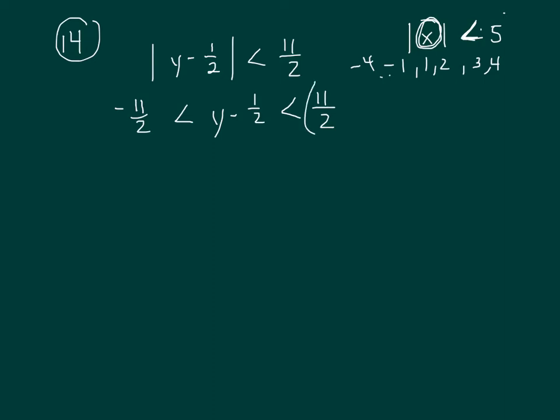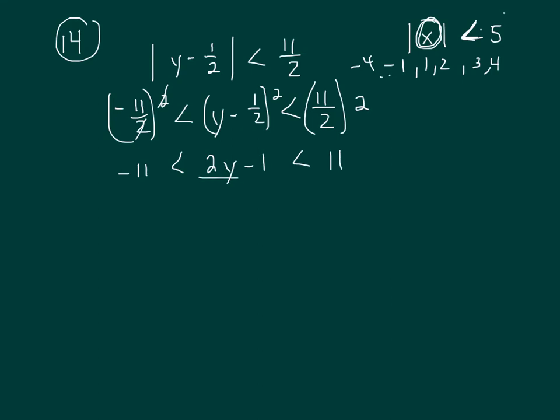Now let's clear our fractions by multiplying everything by 2, both ends and the middle. That would leave me a negative 11, because these 2's cancel, less than 2y minus 1, less than 11. Now, what we want to do is get y in the middle. That's how you solve a compound inequality. This would be negative 10 is less than 2y is less than 12. That's negative 5 is less than y is less than 6.